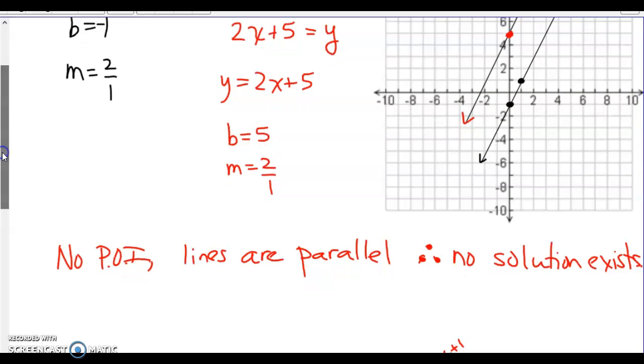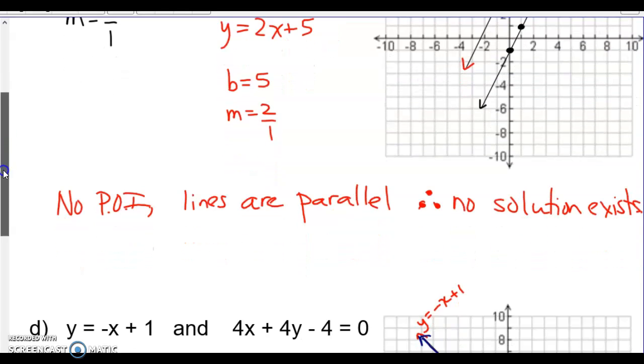So we had our first two examples where we had one intersection point. Our next example here, parallel lines, we have no intersection point.